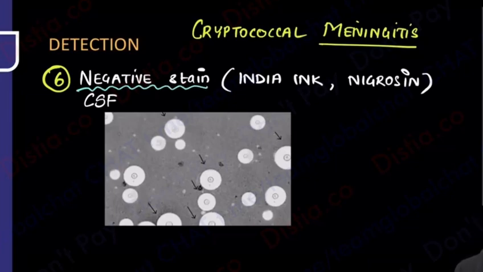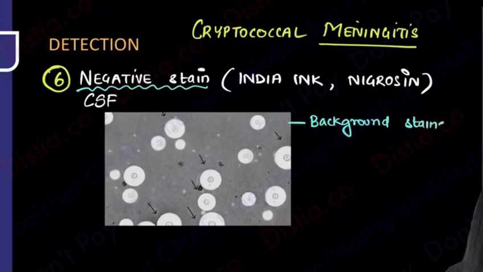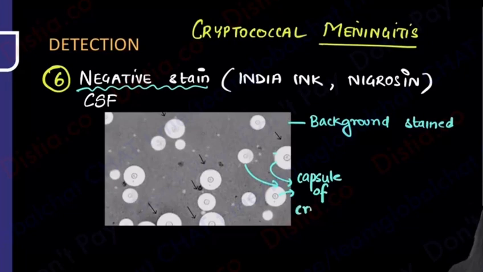The same concept I have taught you in your general microbiology also. Why do we call it negative? Because look at the background. It's actually the background that you are going to stain. The background is stained, and what is not stained? Look at this. What is this white thing coming? Something has not picked up the stain. That is the capsule of Cryptococcus. That is what I wanted to tell you.